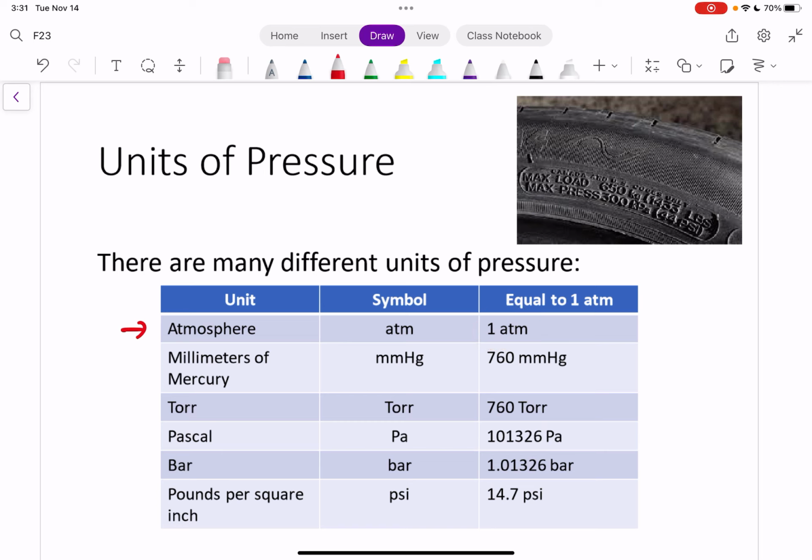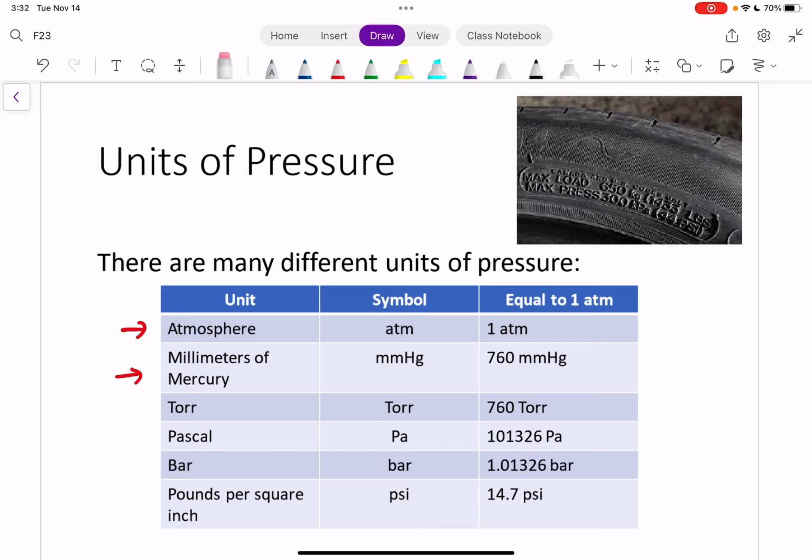We can also measure pressure in units of millimeters of mercury. If you've read a barometer before, you might have read it in this way with millimeters of mercury, or sometimes inches of mercury, depending on whether you're looking at the metric or the imperial system. And this symbol might look a little weird, but let's break it down a little bit. So Hg is mercury, right? That's the symbol for mercury on the periodic table. And then we just put millimeters in front of that. So how many millimeters of mercury is a unit of pressure?